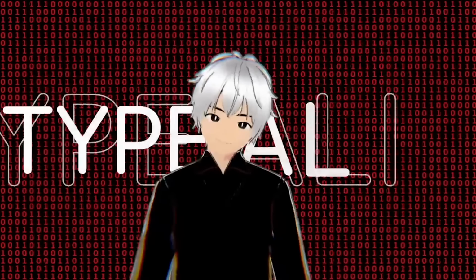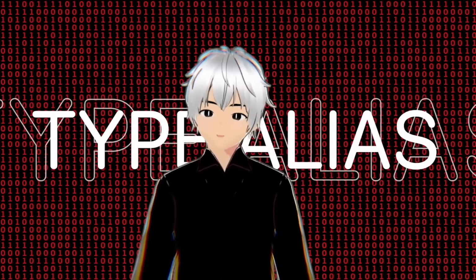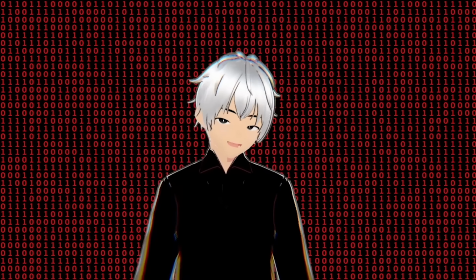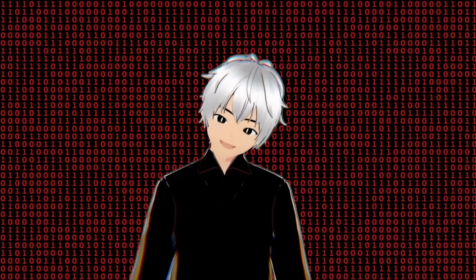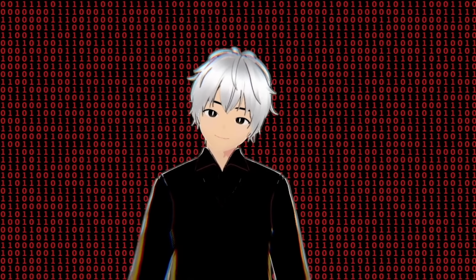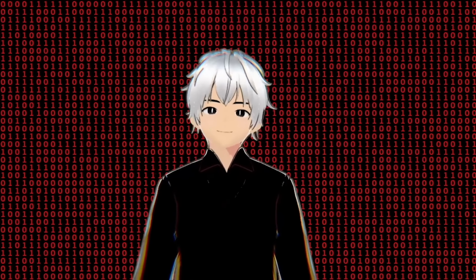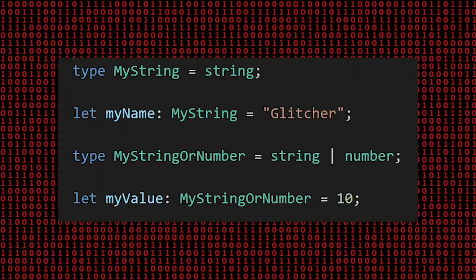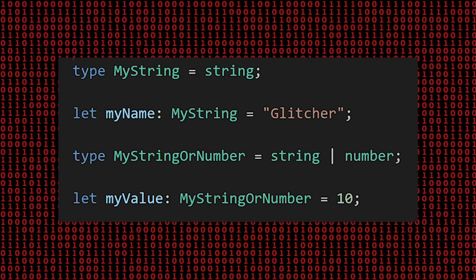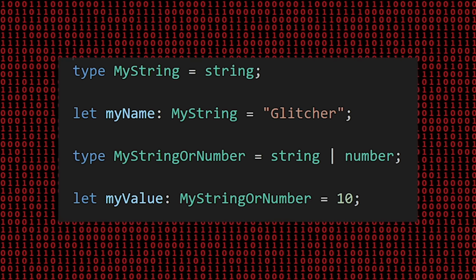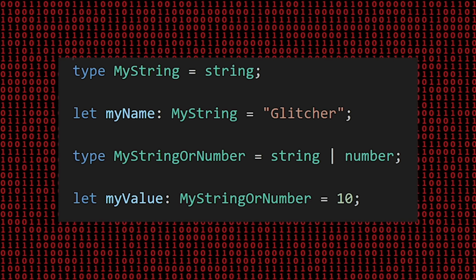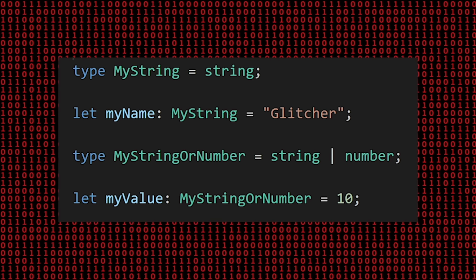A type alias in TypeScript allows you to create a custom name for a type. It is a way to define your own custom data type that can be composed of existing types like numbers, strings, objects, or other custom types. Type aliases provide improved readability, maintainability, and traceability for complex type definitions. In this code, myString is a type alias for a string type. myStringOrNumber is a type alias for a union type that can be either a string or a number. We then declare variables myName and myValue using these type aliases to assign values that match the specified types.